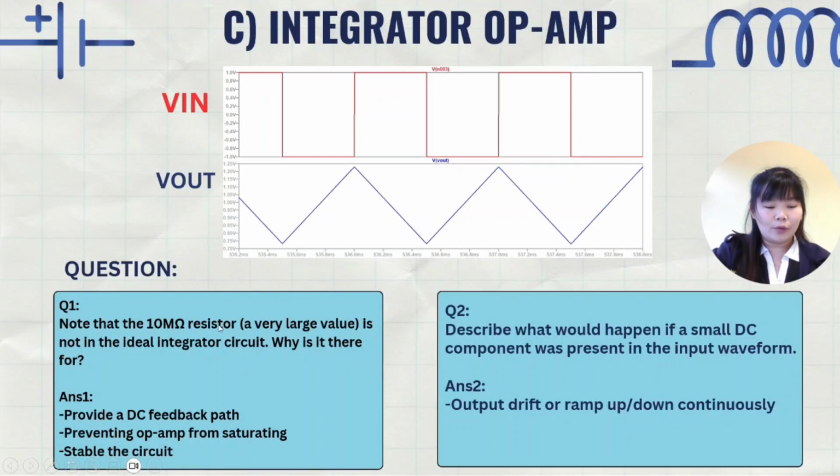The 10 megaohm resistor is the feedback resistor that provides a DC feedback path, preventing the op-amp from saturating and also stabilizing the circuit. For question 2, it is discussed what should happen if a small DC component is present in the input waveform. The output will drift, ramping down or up continuously, when the small DC component is present in the input waveform.